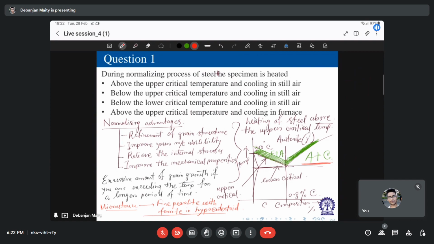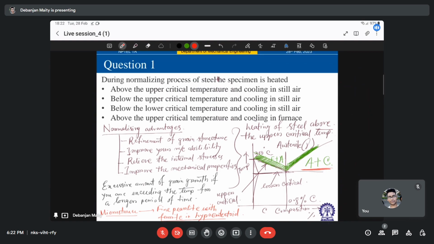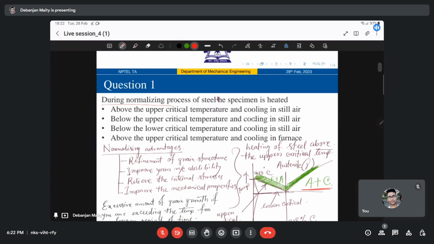And yeah, normalizing is mainly adopted for plain carbon or low alloy steel. The hardness resulting from this treatment depends on the dimension and composition of the steel and the rate of cooling, as I said. So now coming to this question, during the normalizing process of steel, the specimen is heated above the upper critical temperature and cooled in air. Right. So option one is correct.